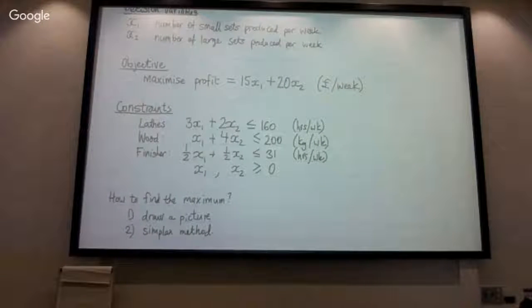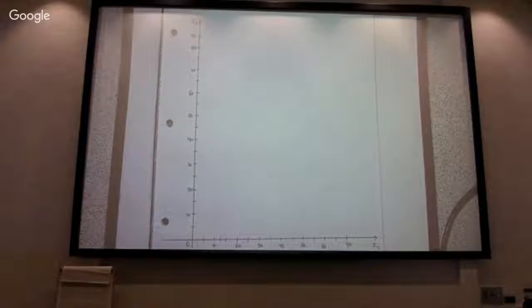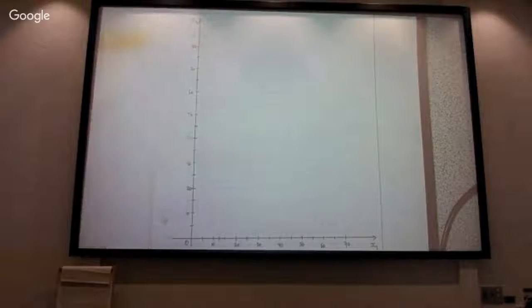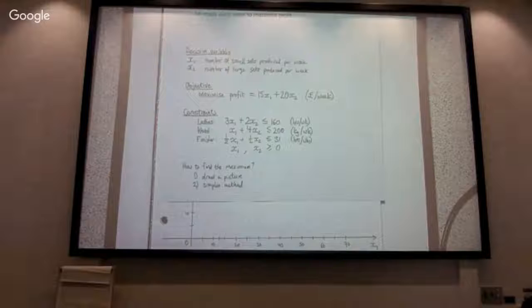Okay, so I'm starting to draw a picture. It looks like this. So I take advantage of the fact that we only have 2 decision variables, and I can draw a picture in the plane. And I can put x1, one of the decision variables, on the horizontal axis, and x2, the other decision variable, on the vertical axis. And now, what I want to do is try to find all the points in the plane with coordinates x1, x2 that satisfy all these constraints. Okay, so how do I do that?